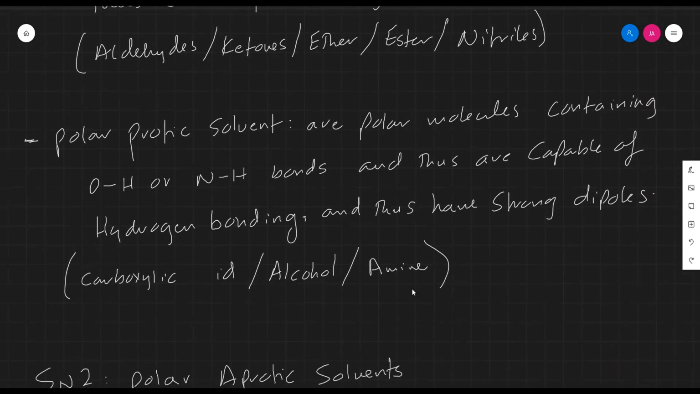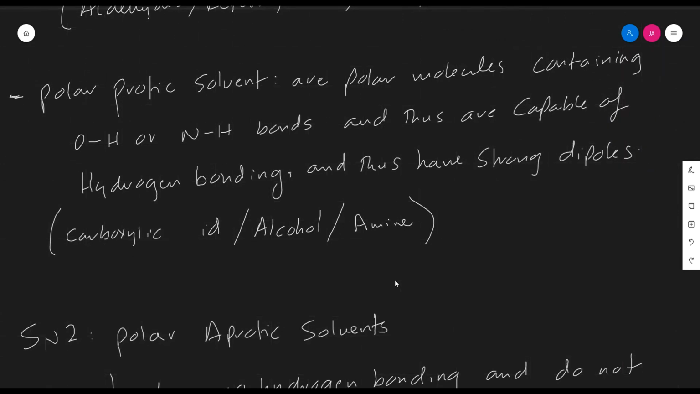On the other hand, examples of polar protic solvents would be carboxylic acids, which contain an OH bond, alcohols, which contain an OH bond, as well as amines, which contain an NH bond.